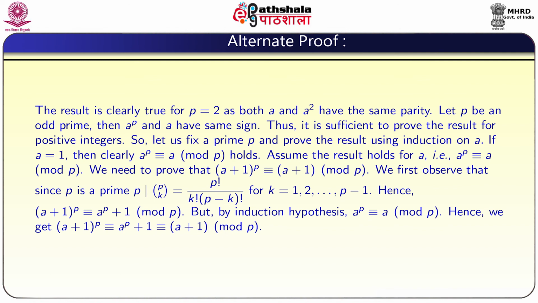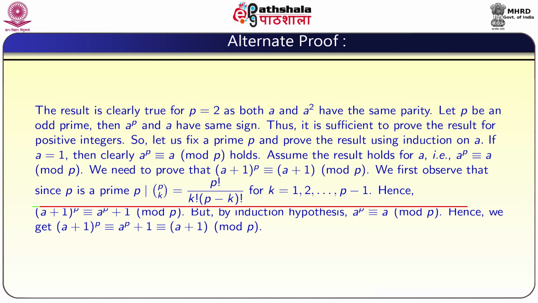Now, let p be any odd prime, then a power p and a have the same sign. So, it is sufficient to consider that a is positive. So, we will fix a, we will take a to be positive. So, now fix a prime p and we will prove the result by using induction on a. If a is equal to 1, then it is clearly true, since congruence satisfies the reflexive property. Now, assume that the result is true for a, that is a power p is congruent to a mod p. Now, we will prove the result for a plus 1, that is we have to show that a plus 1 whole power p is congruent to a plus 1 mod p.